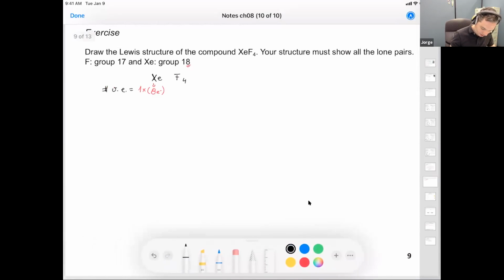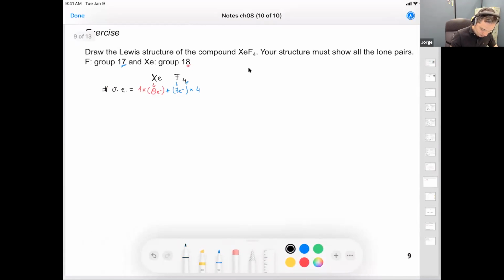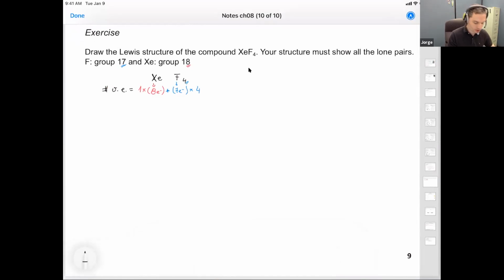And now let's take a look at fluorine. Fluorine comes from group 17, so each fluorine is going to contribute 7 electrons. We have 4 atoms of fluorine, therefore times 4. No charges for the compound, therefore no need to add or remove electrons. We are going to have a total of 7 times 4, that's 28, plus 8, that's 36 electrons.